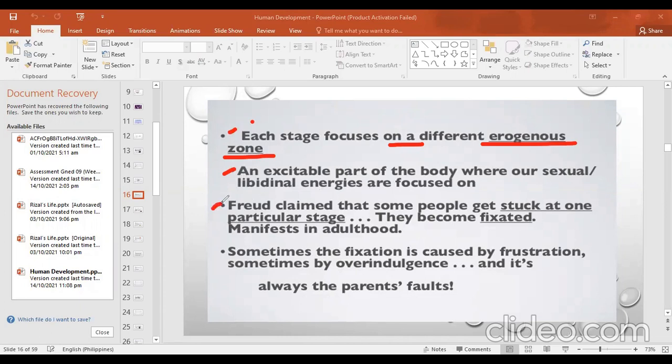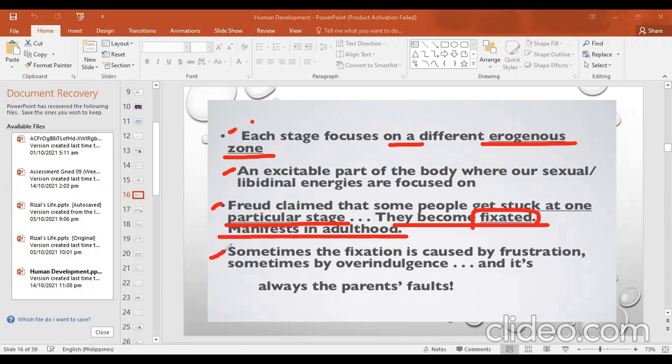According to Sigmund Freud, or Freud claimed that some people get stuck at one particular stage at kapag daw iyon ay napigilan, no, yung stage na yon, they become fixated. And kapag nagkaroon ng fixation, it can be manifest in adulthood or pwede siyang magkaroon ng effect kapag ikaw ay tumanda na.